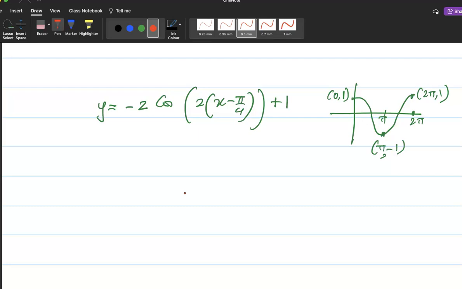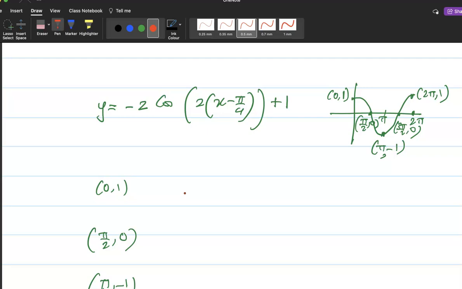If you want to take 5 points, then this is pi by 2 comma 0, and this is 3 pi by 2 comma 0. So I have my points: 0 comma 1, pi by 2 comma 0, then pi comma minus 1, then 3 pi by 2 comma 0, and 2 pi comma 1.